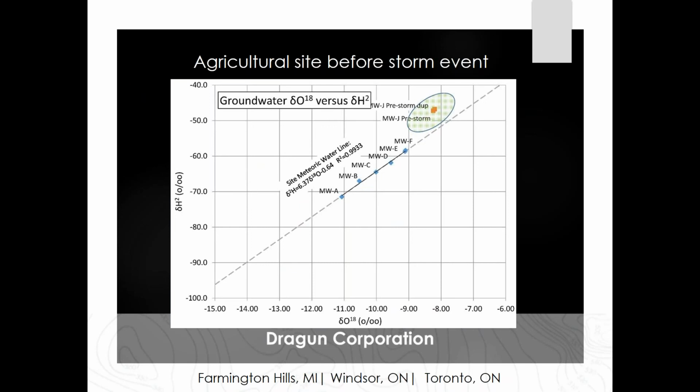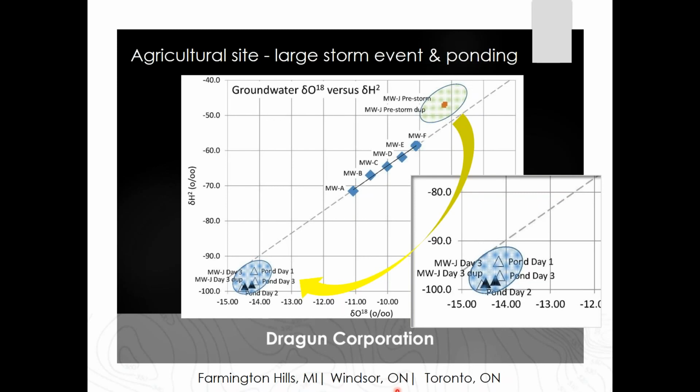Here's another application of that. This is a site that we looked at where we were looking at the groundwater concentrations of nitrate on the upgradient side. This is what the old water looked like, the groundwater, somewhere around -10. The one well that was problematic was a little bit different, -8. But we had a big storm event, and we were able to sample the ponded water that was right next to that well that was -8.